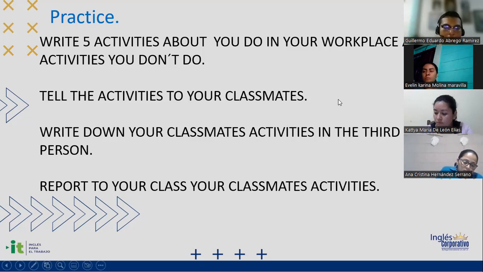Así como lo hicimos en la clase de ayer, ¿verdad? ¿Se acuerdan de que ustedes escribieron las oraciones, pero acerca de sus compañeros? Luego, como ya la van a tener en su cuaderno, yo se la voy a preguntar en la clase. Ok. ¿Clear o no clear, guys? Clear, teacher.